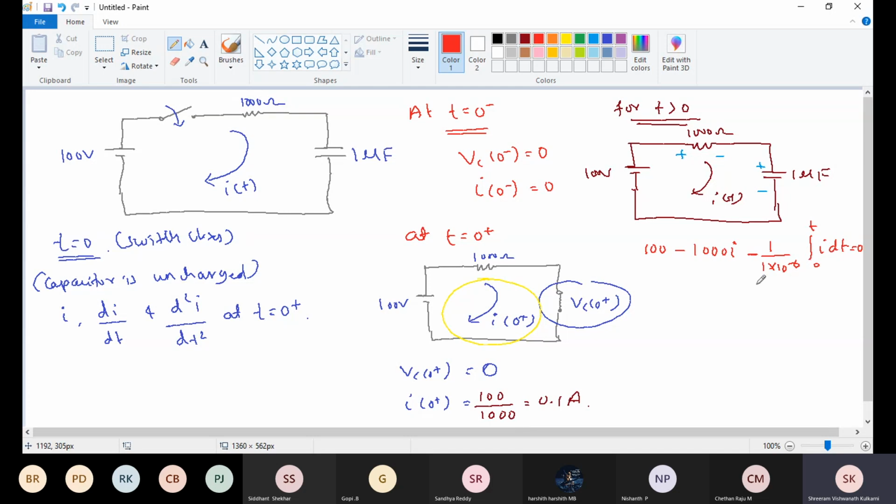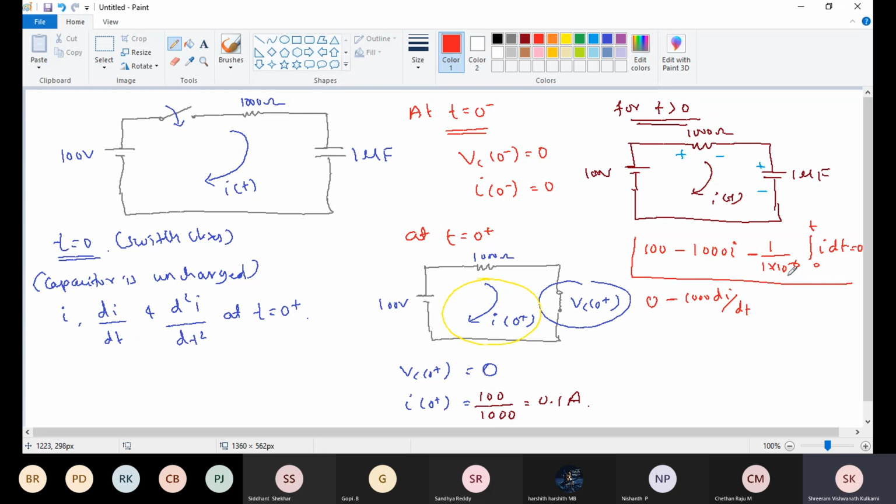Okay. Now differentiate this KVL equation. I'll get 0 minus 1000 di by dt.